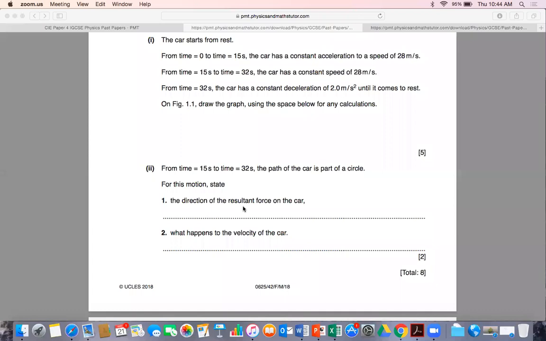So when I have a circle, when I have the centripetal force, if you remember from 2 years ago, a car moving in a circle, or anything moving in a circle, the resultant force is always acting towards the middle, the center. So the direction of the resultant force on the car is towards the center of the circle.